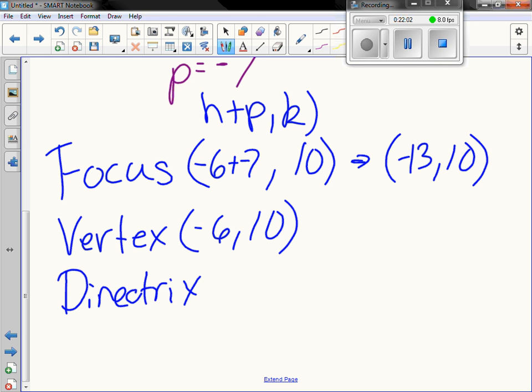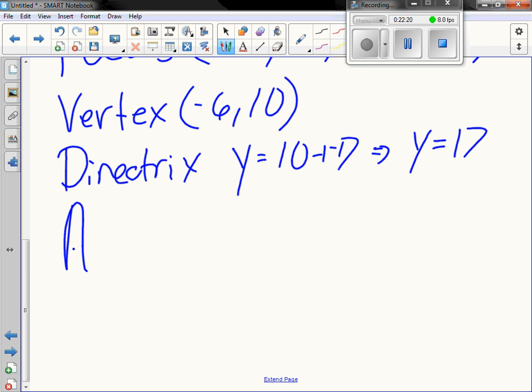Directrix for us was? 10 minus -7. Well, negative and negative make a positive. So y equals 17. And last but not least, axis of symmetry. -6 it is, because x equals.